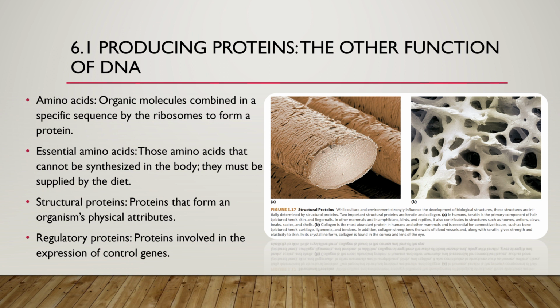The other 8, also called essential amino acids, are the amino acids that cannot be synthesized in the body; they must be supplied by the diet. Structural proteins that form an organism's physical attributes are responsible for physical characteristics, such as hair form, eye color, tooth size, and basic bone shape. Regulatory proteins are also involved in the expression and control of genes, and include enzymes, hormones, and antibodies.